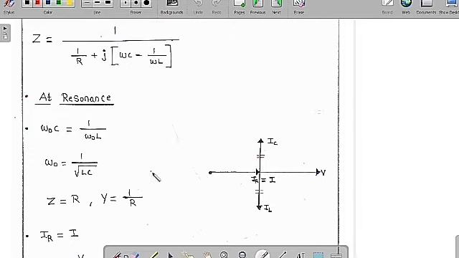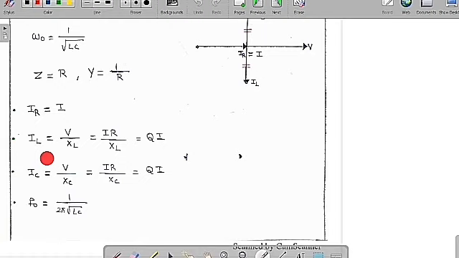So now we can say clearly omega naught is equal to 1 by under root over LC. Now Z is equal to R because this part is 0. So therefore Z is equal to R, whereas Y is the reciprocal of this, and we are going to get 1 by R. So this is called the maximum impedance. In the series RLC circuit, we got the minimum impedance, but we are going to get the maximum impedance at the parallel resonance condition. And the supply current is equal to the current flowing in the resistor.